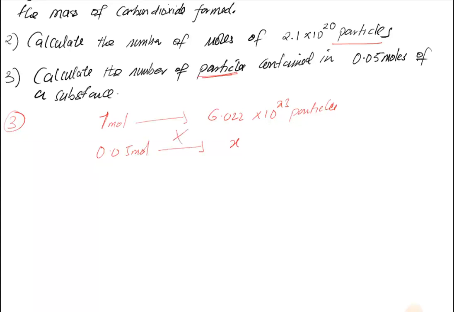So we cross multiply, and we discover that x times 1 is just x. So all we do is multiply 6.022 times 10 to the power 23 by 0.05. And I'm getting 3.01 times 10 to the power 22. What are these? Particles.